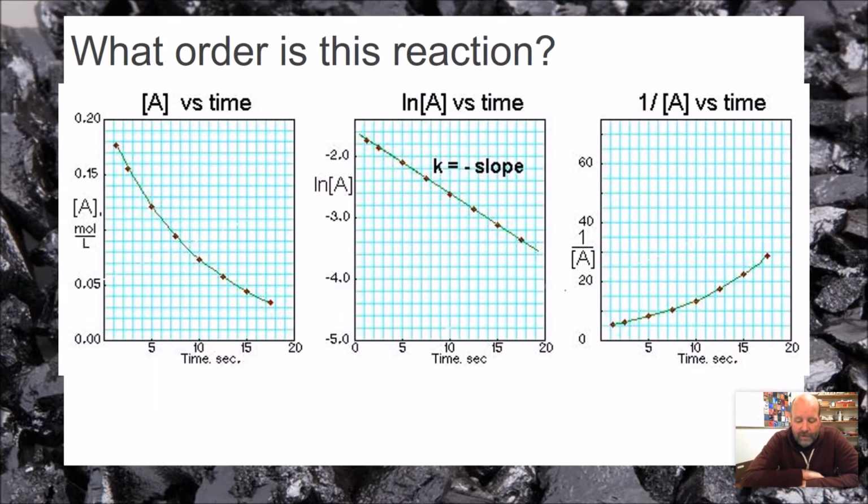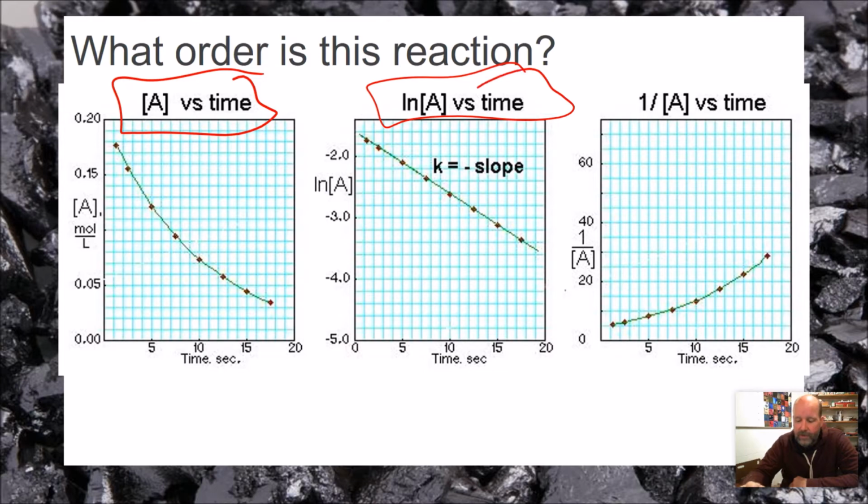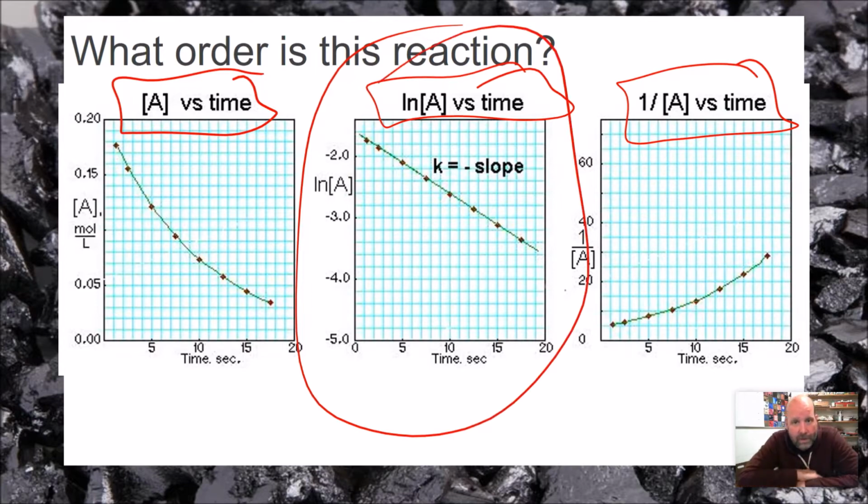So if I look at this, here's my concentration versus time. Here's my natural log of the concentration versus time. And here's the inverse of my concentration versus time. And you can see that one of them is linear. The one that's linear tells you what order this reaction is. So I'm not even going to ask you to pause the video because you probably already know. This is a first order reaction because this one is linear. That's all you need to know.